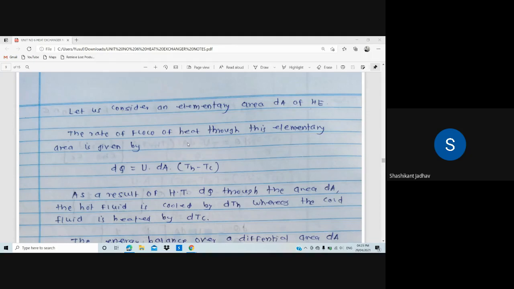Area काय असणार आहे small elementary area चा dA, and what is the temperature difference for that particular small elementary area, that is Th minus Tc. Okay, so all of you write down that equation. dq is equal to U into dA into Th minus Tc. Okay, so this is the equation for the rate of heat flow through this elementary area.